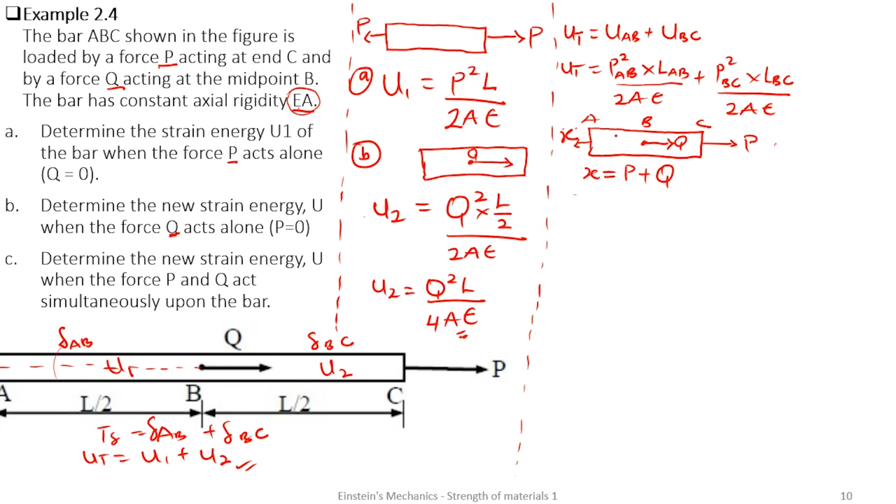So to keep it in equilibrium, X is equal to P plus what? Q. So the strain energy in AB, if I make a section through AB, I'm going to get the force X, where X is P and what? Q. So the force now in AB is P plus Q, remember, squared. The length of AB is now going to be L over 2, over 2A.